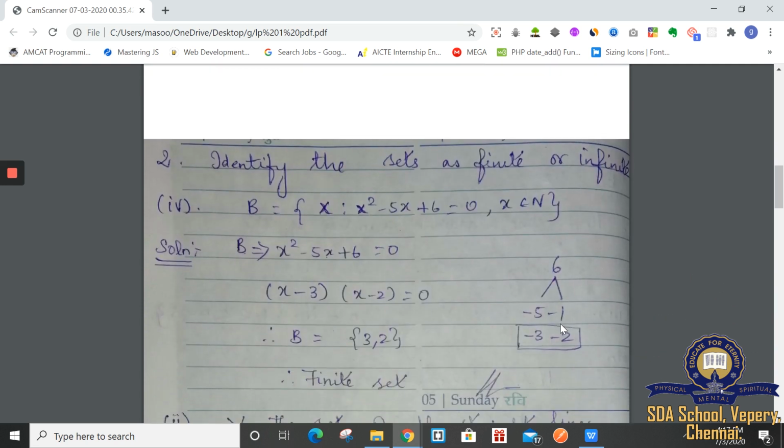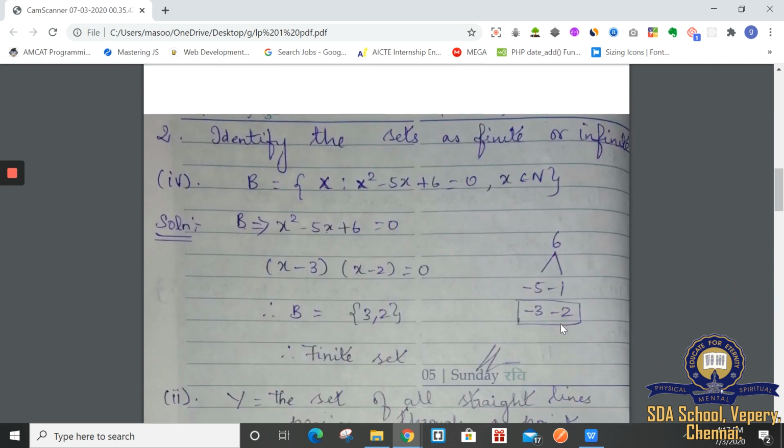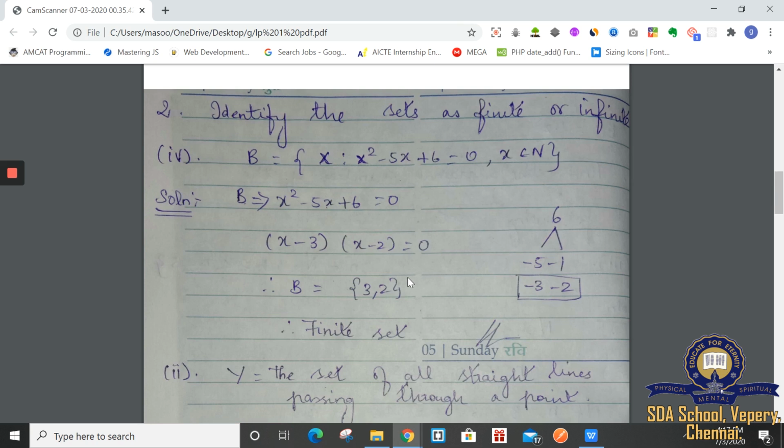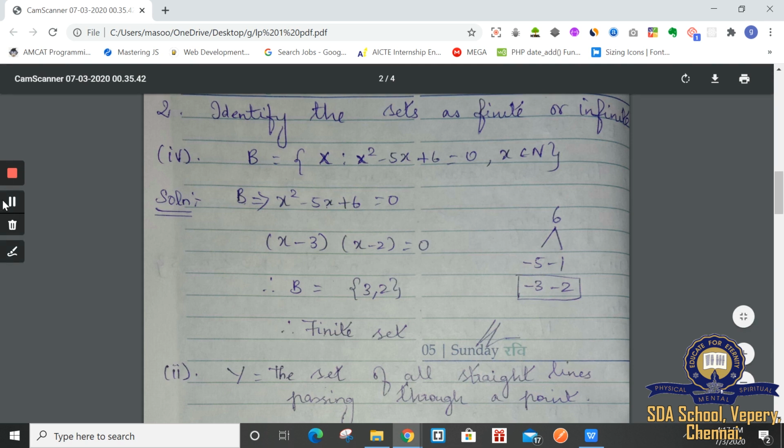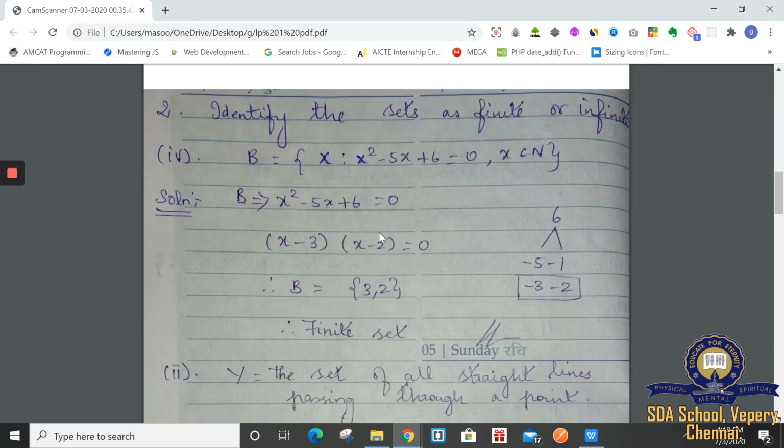You have to identify the sets as finite or infinite sets. Second sum, fourth subdivision. B is equal to x such that x square minus 5x plus 6 equals 0, where x belongs to natural numbers. So this is a quadratic equation. We have to solve it with the splitting up of the middle term.